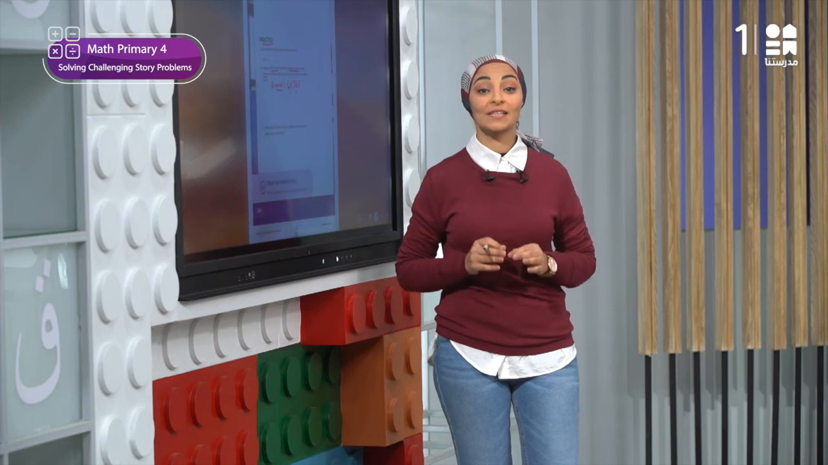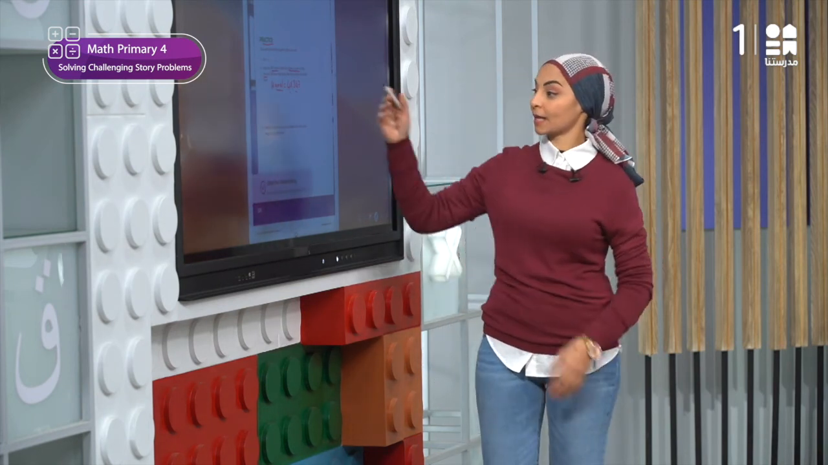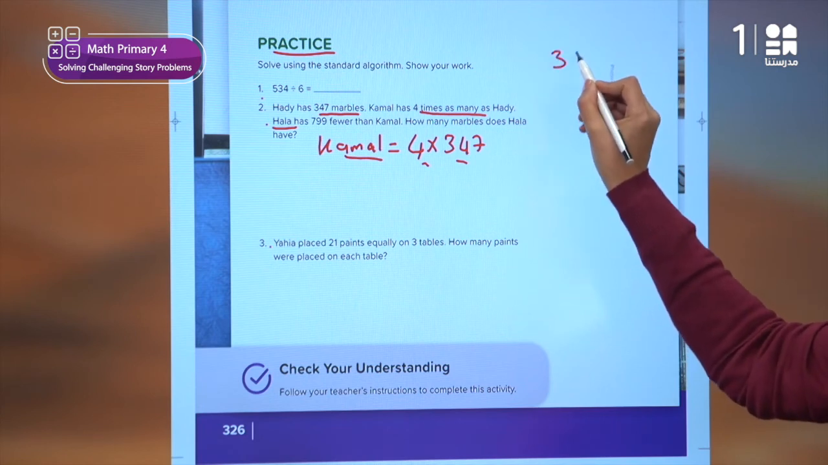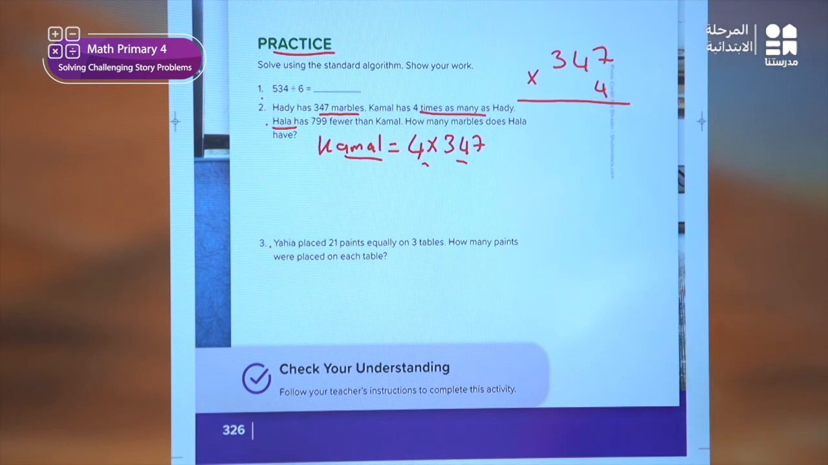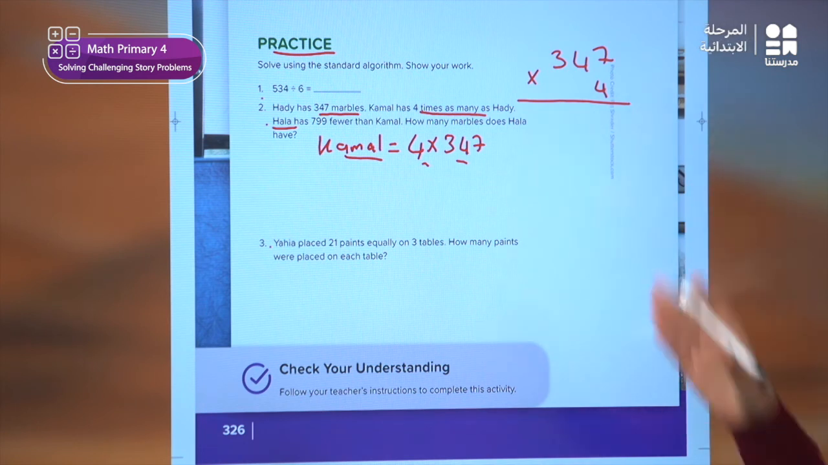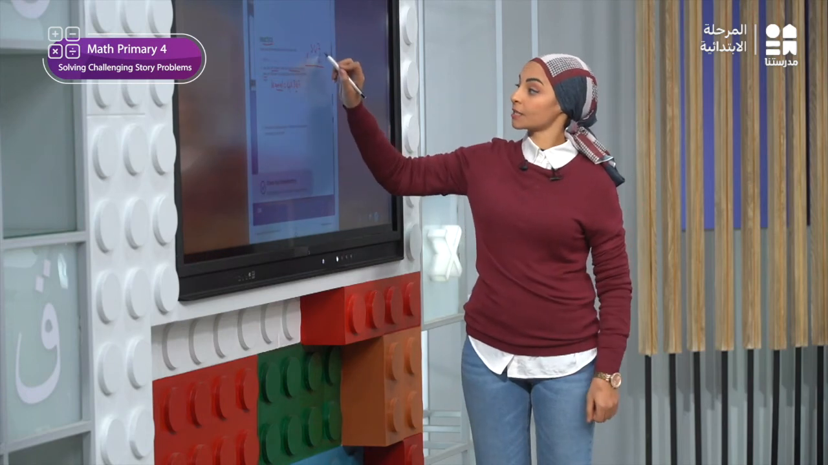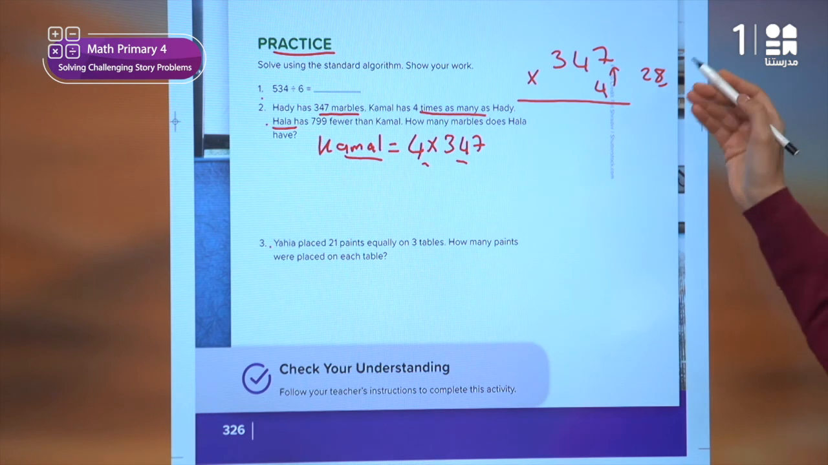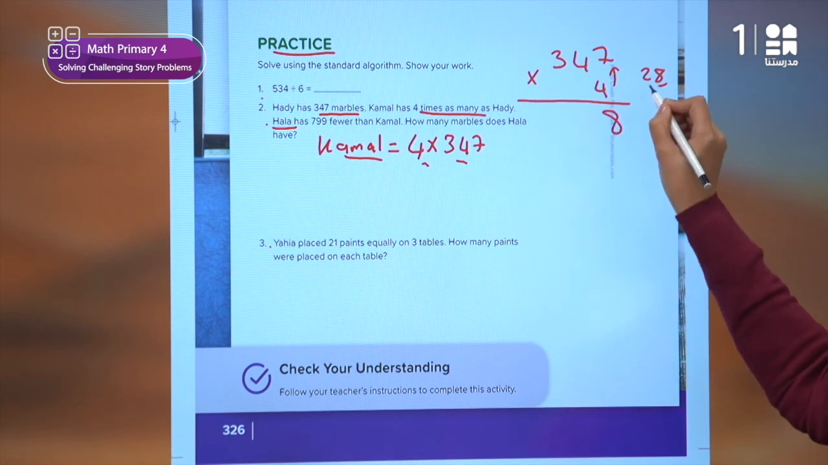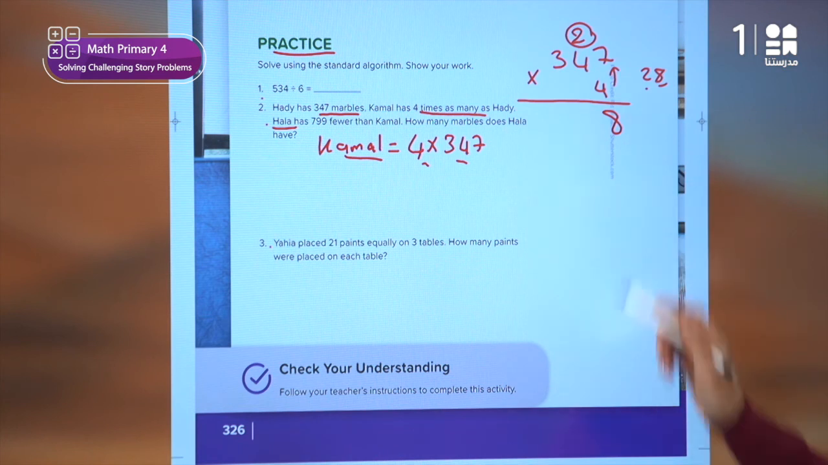I will use the standard algorithm for multiplication. Okay? The standard algorithm means I must write these two numbers under each other like you see here. Okay? Then I will start with the ones. 4 times 7 equals what? 4 times 7 equals 28, right? So I will write 8 in the ones place, and 2 I will put on the tens place. Again, put 8 down and carry up 2.